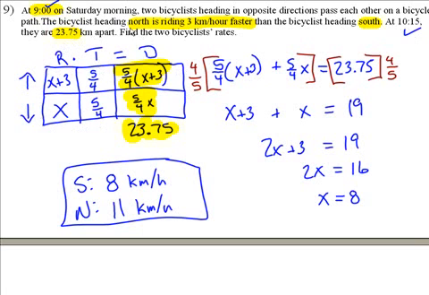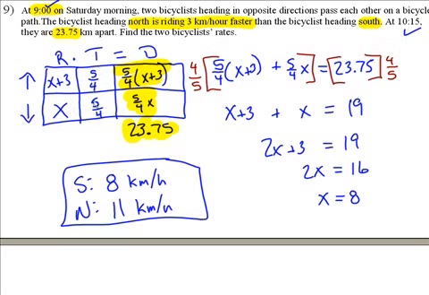It says that the bicyclist riding north is 3 kilometers an hour faster than the one riding south. So the one riding south we know nothing about. We'll go ahead and put x there because we don't know it. The one going north is going 3 faster than x, so that's x plus 3. The time between 9 and 10:15 is 1 1/4 hours, 1.25, or if we choose to use fractions, and I did, 5/4 hours. Rate times time equals distance.